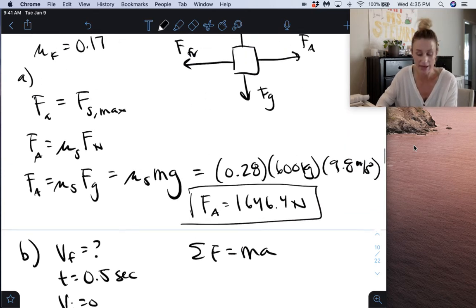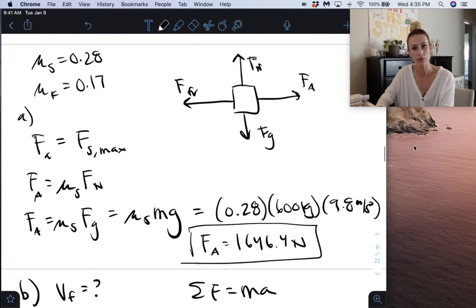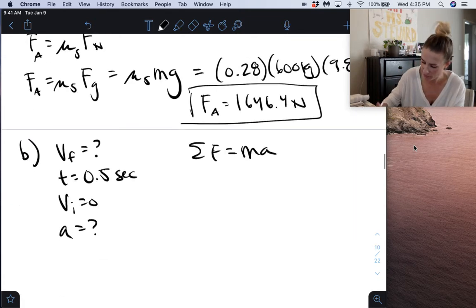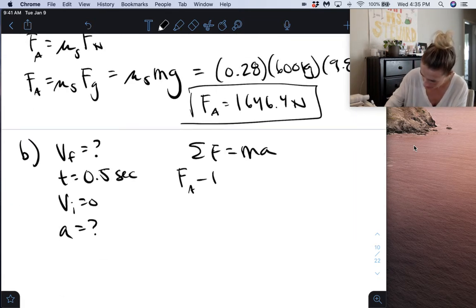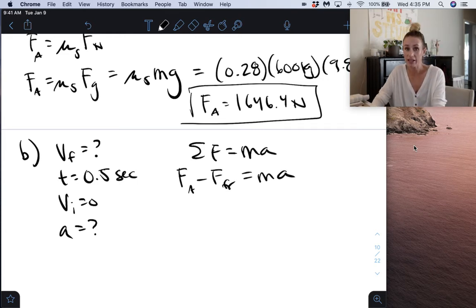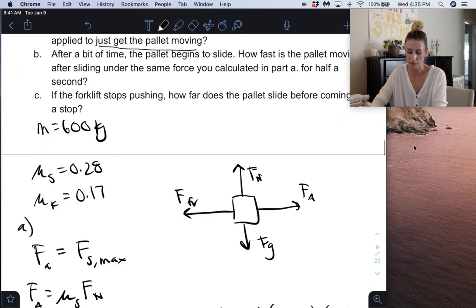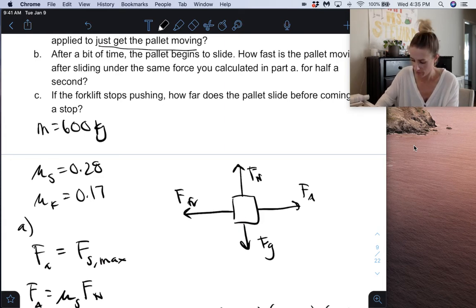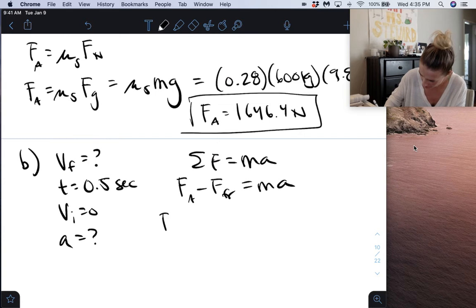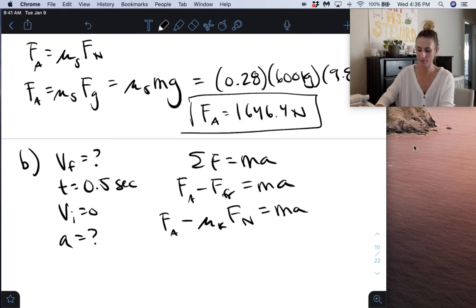The net force here, same free body diagram, will be equal to that force applied minus the force of friction equals mass times acceleration. Now here we are moving for this part B. So how fast is the pallet moving after sliding under the same force? So we are moving, which means our force of friction is equal to the kinetic force of friction. So we end up getting applied force minus mu k times the normal force equals mass times acceleration.